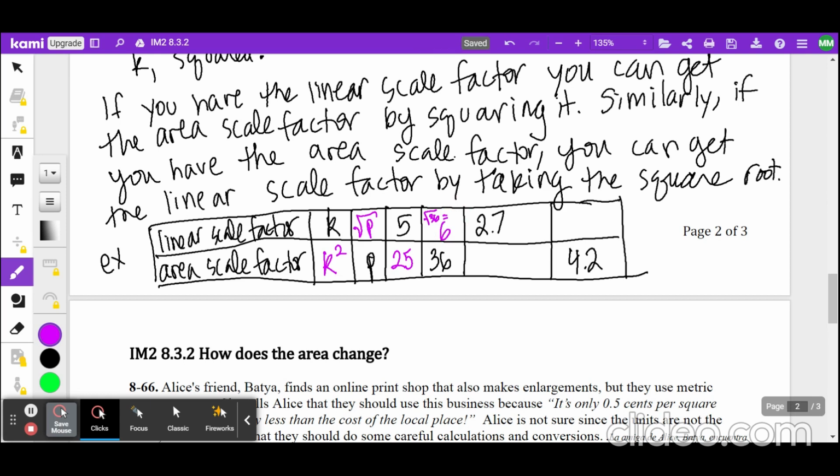If the linear scale factor is 2.7 and I want to get the area scale factor, well, I take 2.7 and I square it. I'm going to do that right now. 2.7 times 2.7, 7.29. And if I have 4.2 as my area scale factor, and I want to get the linear scale factor, well, I take that square root of 4.2. Put that in a calculator. Square root of 4.2. And I get 2.049.